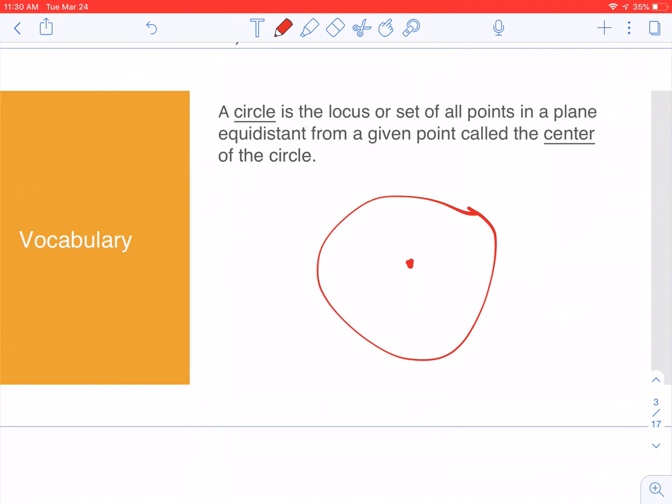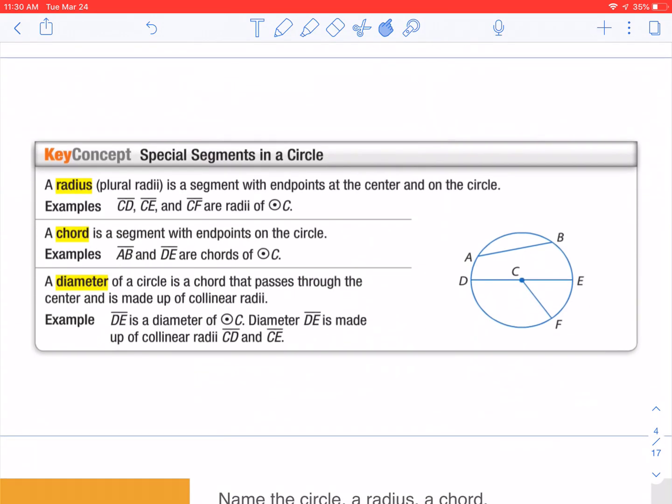Obviously not a perfect circle, but if I draw my lines, all of these lines are going to be the same distance. And yep, you guessed it, we all know that's called the radius. And here's our vocab. Radius, our first word, is a segment with endpoints at the center and on the circle. So CE would be a radius, CF would be a radius, CD would be a radius.